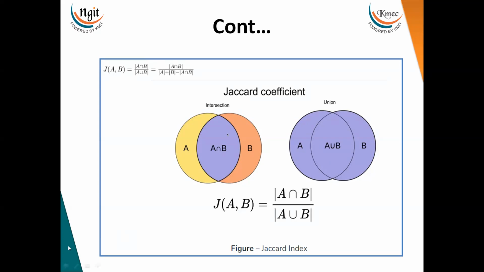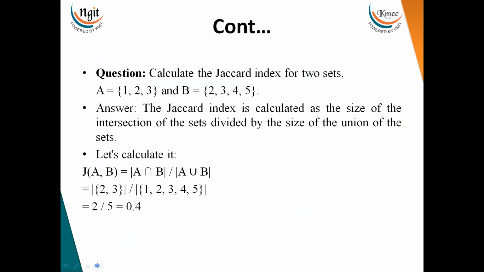So this is the formula for Jaccard index. I hope it is clear to you. So when we are taking one example here, I have two sets. A consists of 1, 2, 3. B consists of 2, 3, 4, 5. Now I have to find A union B as well as A intersection B.